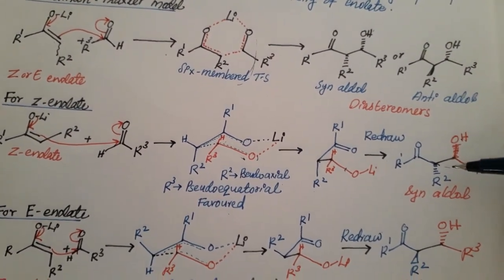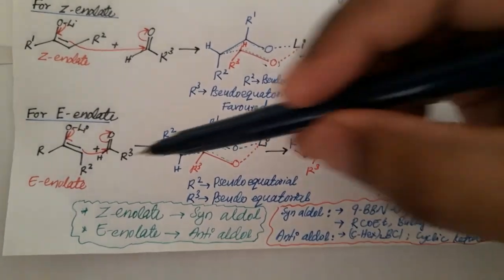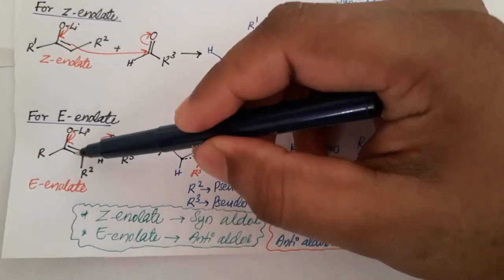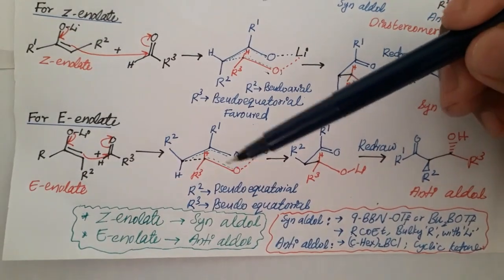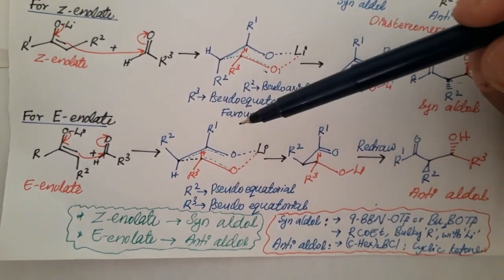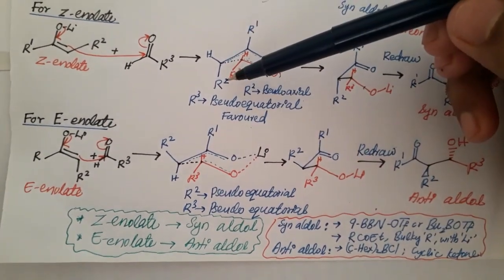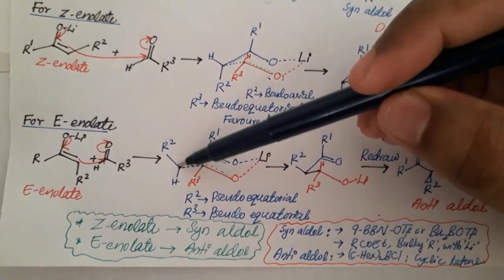Okay, clear. Now we move on to the E-enolate. What will happen when you are dealing with the E-enolate? This is our E-enolate, that is, this oxygen and R2 are opposite. That's why it is termed the E-enolate. When we are treating with the Zimmerman-Traxler model, this is our cyclohexane conformation. In the earlier situation, our R2 was pseudo axial. Now our R2 becomes pseudo equatorial.